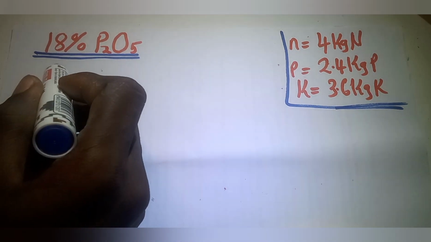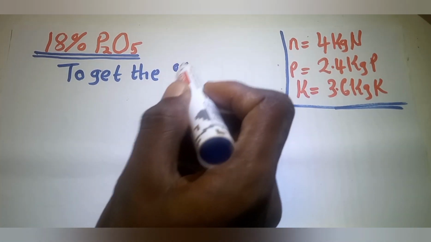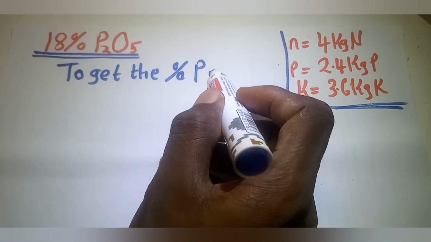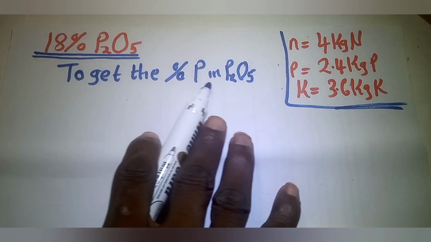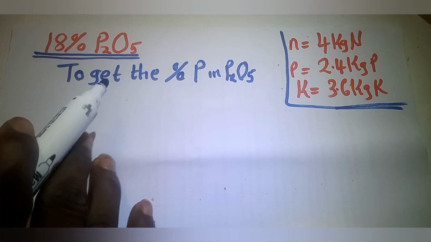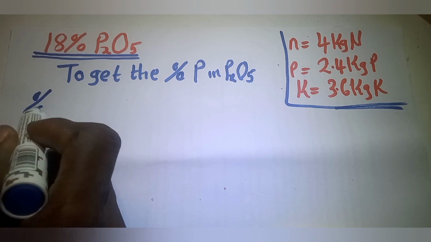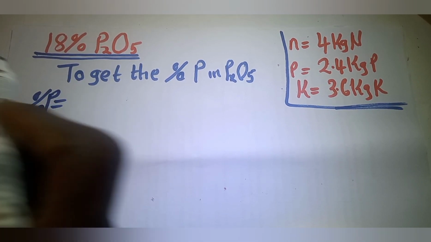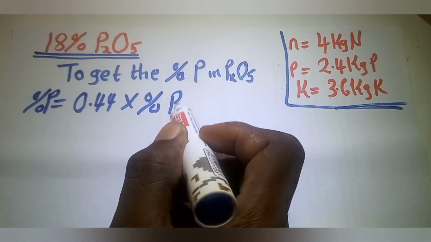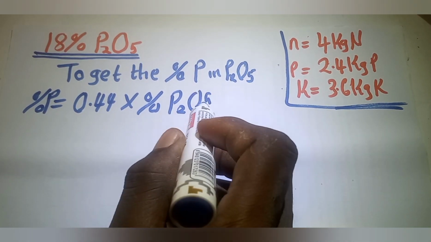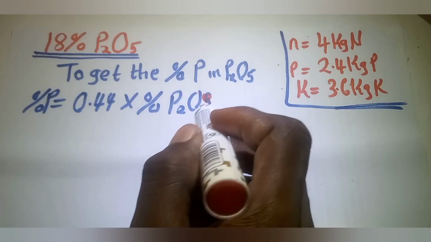To get the percentage of P in P2O5, I will multiply 0.44 by the percentage of P2O5. So the percentage of P is equal to 0.44 multiplied by the percentage of P2O5. This is a subscript, so don't forget, it's a subscript.